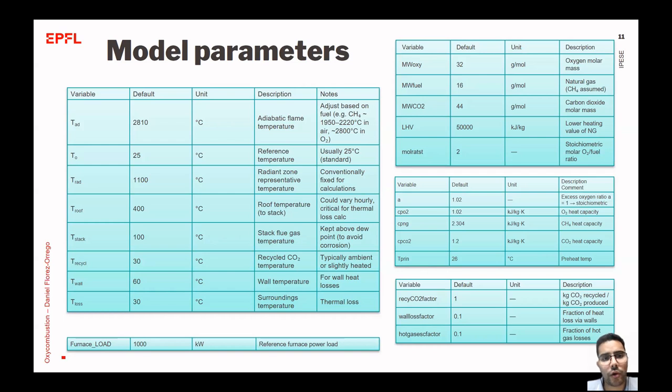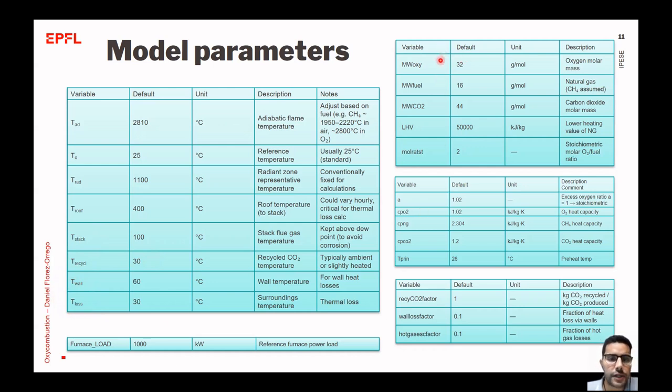In order to simulate the oxy-combustion furnaces, we require a couple of parameters, such as the adiabatic flame temperature, that is dependent on the fuel and if we are using oxygen or air for the combustion, the reference temperature of the environment, the radiation temperature, that is a threshold of temperature in which we consider that the radiation has a larger influence as mechanism for heat transfer, the roof temperature, that is the average temperature of the chamber, the stack temperature, that is the temperature at which we finally release the flue gases to the environment, the recycling temperature, that is the temperature at which we can send back part of the CO2 that has been captured or the flue gases to control the temperature in the chamber, and the wall and the loss temperatures that are associated to the heat losses through the walls and the hot air escaping.